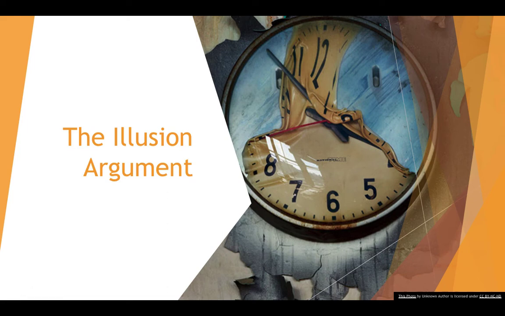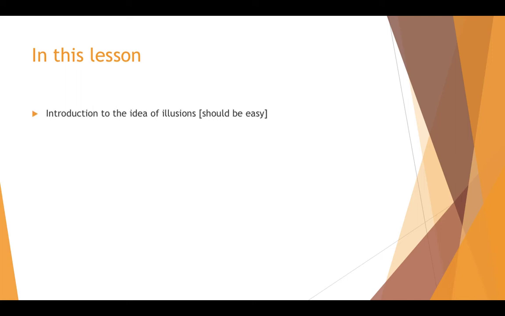Now that we've looked at and explained the direct realist view of perception, what we're going to do in this lesson is start to break it down and look at why the direct realist view of perception is essentially quite paradoxical in nature. And we're going to start by looking at the illusion argument against direct realism. So, as an introduction, we're going to look at the idea of illusions.